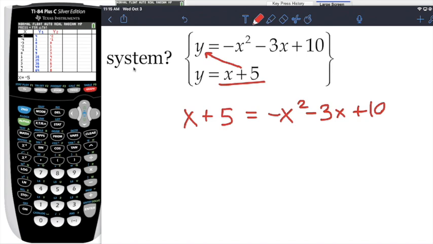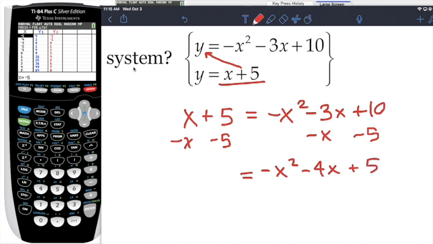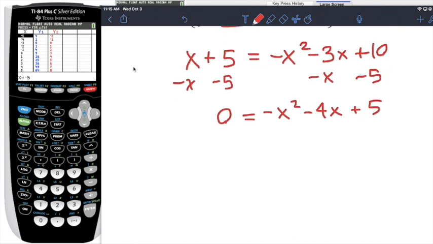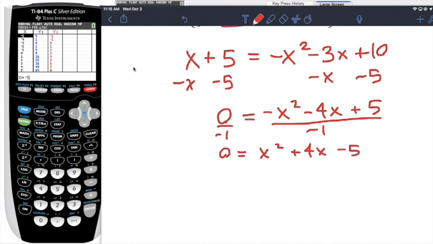Now the next main thing you want to do is get everything equal to 0. So you want to move everything to one side of the equation. So I'm going to subtract x from both sides and subtract 5. That'll get us negative x squared minus 4x and then plus 5. Now with factoring, if I want to solve the rest of this with factoring, our lives are easier if we change the signs and make sure x squared is positive. So I'm going to divide both sides by negative 1. And I'll just make x squared plus 4x minus 5. And that'll make it to where we can factor. And over on the left-hand side, 0 divided by negative 1 stays 0.